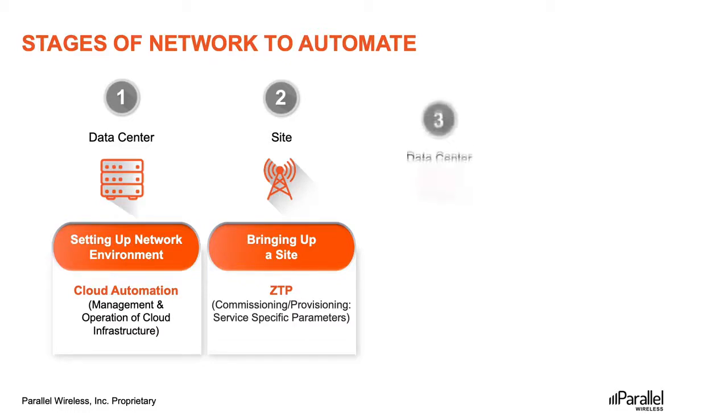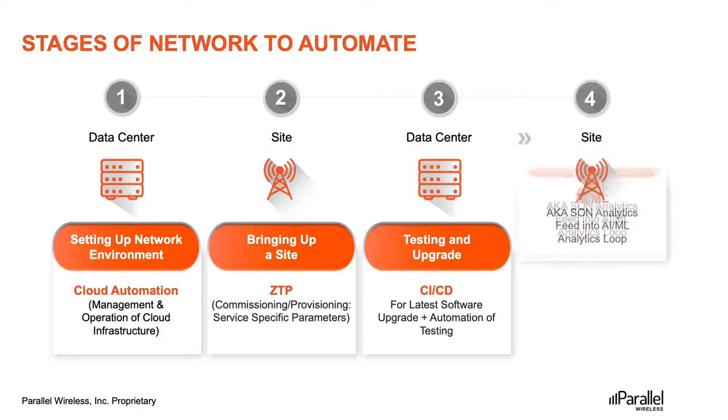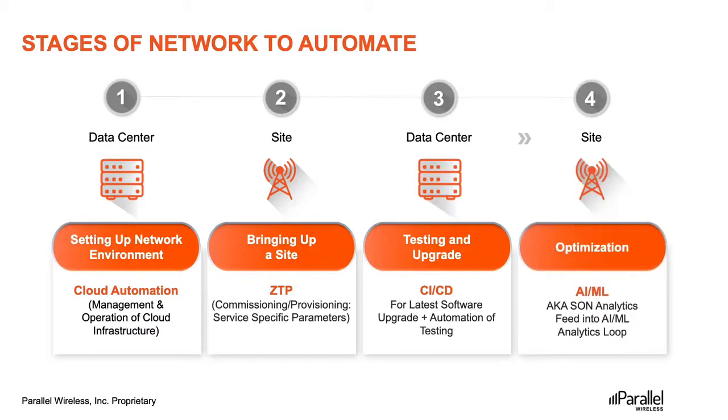Third is the testing and upgrade, which includes automated testing and upgrade so that the latest features and updates can be readily made available into the production. And CI/CD will play a key role at this stage. Fourth is the optimization, which involves intelligent automated optimization of the network to provide best-in-class service to the subscribers. And AI/ML will play an important role in this stage. We'll see each of these above aspects in subsequent slides.